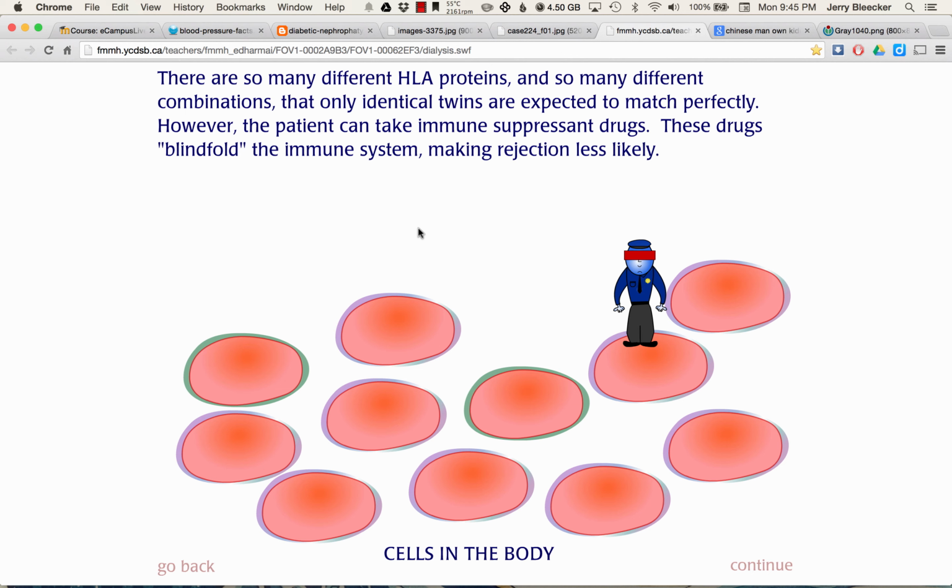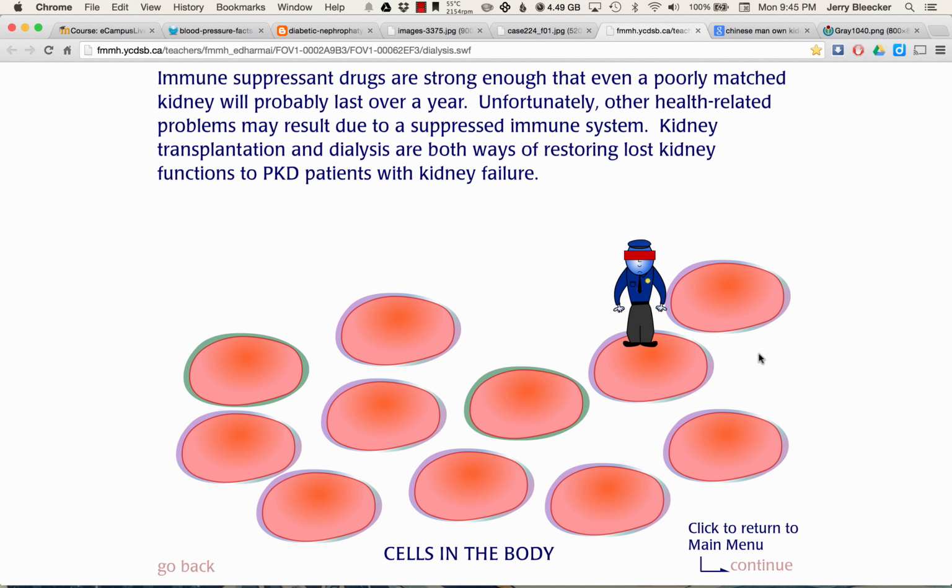My body wouldn't reject those, but getting a good match would be from a close family member, someone genetically who's similar to you. Otherwise, it becomes a little harder to find a match for you. Genetically, you want to be very similar to the donor.